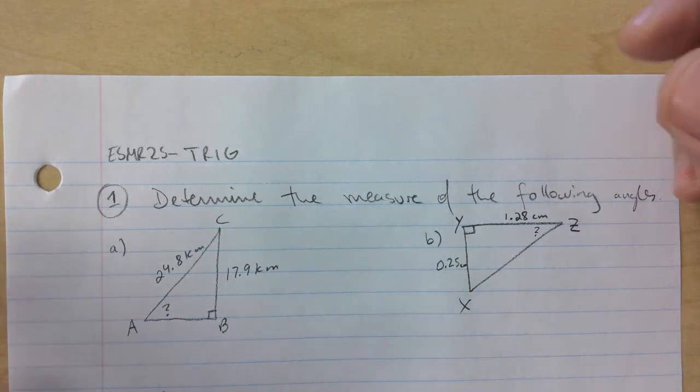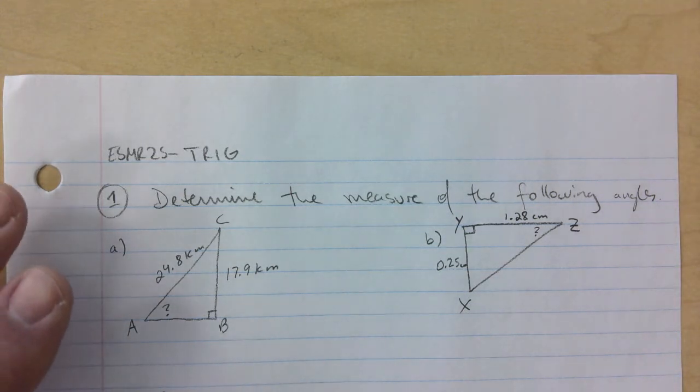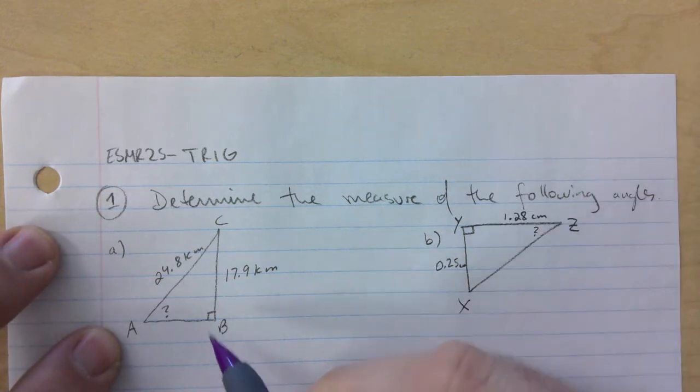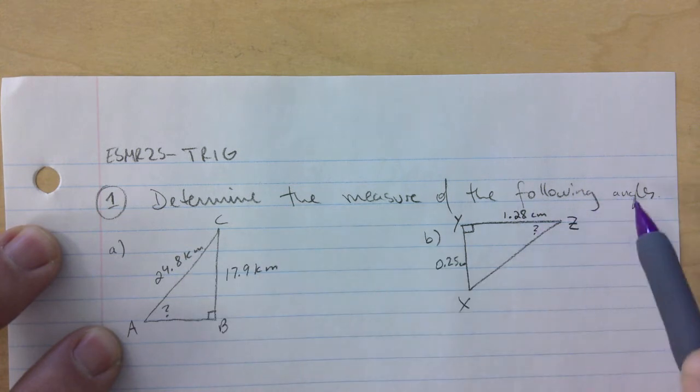And let's try to solve this. Okay, so I added some more letters on the corners of the triangles, and that shouldn't throw you off. It's just a bit more information here. So determine the measure of the following angles.